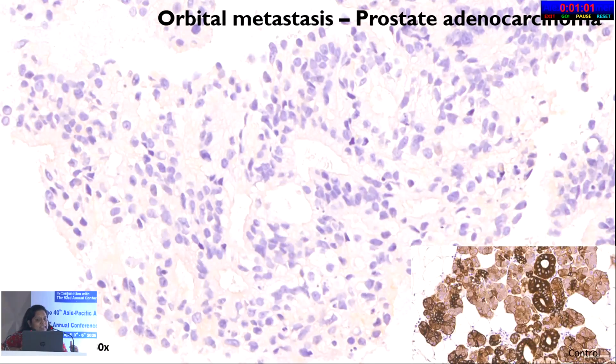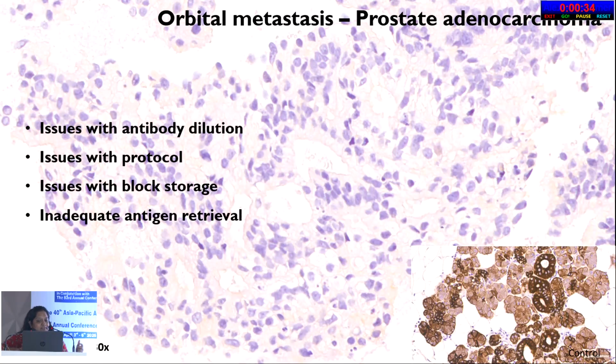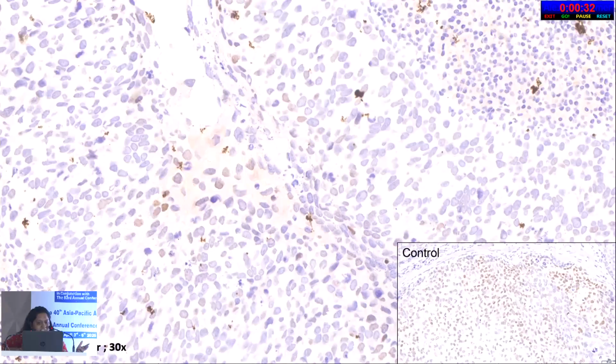And the second thing, this was a case of prostatic adenocarcinoma metastatic to the orbit, and this is a pancytokeratin. Usually you expect this to be very highly positive, but what you see here is just a minimal, faint stain of cytokeratin. Why did this happen? Because of the antibody dilution, probably an issue with the protocol, or the block storage was not good, and there was inadequate antigen retrieval.